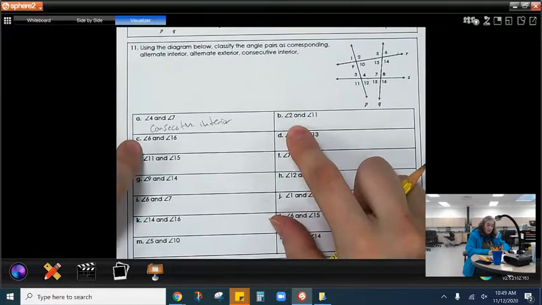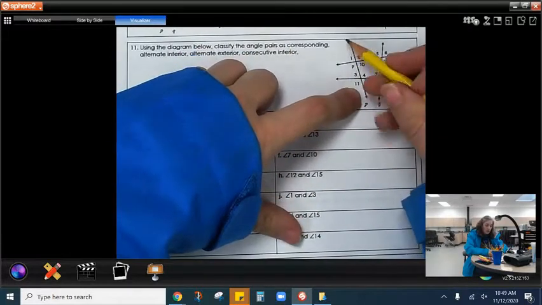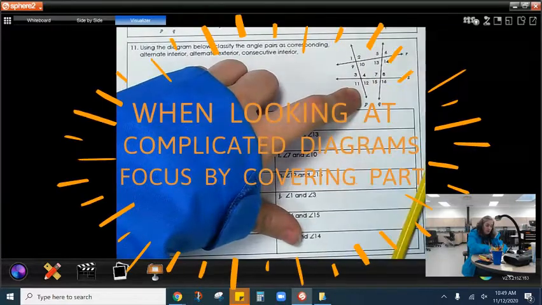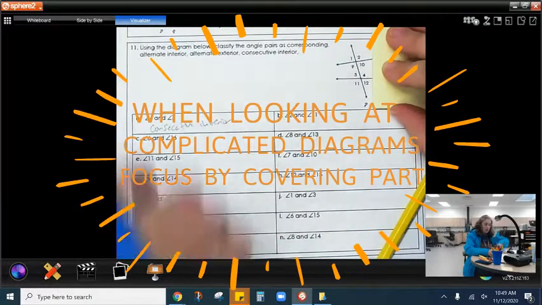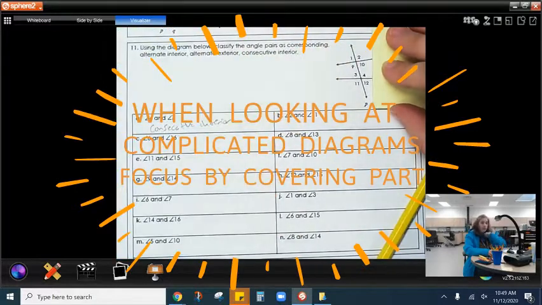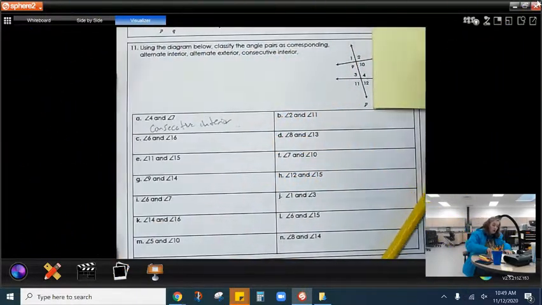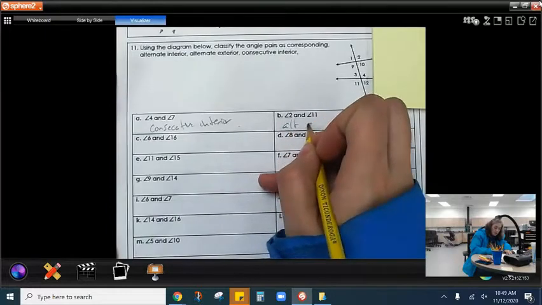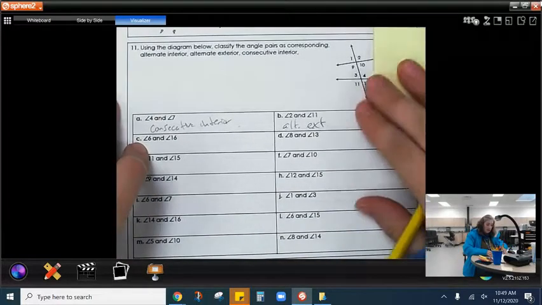All right, for B. B is angle 2 and 11. So their transversal is P here. I'm going to just ignore this side. If it helps you to just cover up the other part that you're not looking at, do it. So angle 2 and 11. Well, those are on the outside, so they're going to be exterior for sure. And they are on opposite sides of the transversal, so they are alternate exterior. Alternate exterior. I abbreviate.